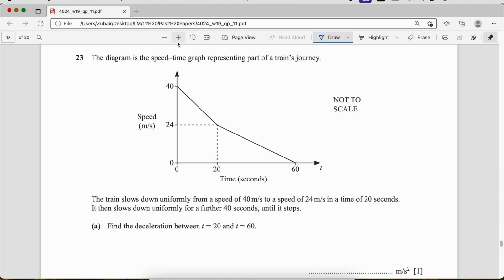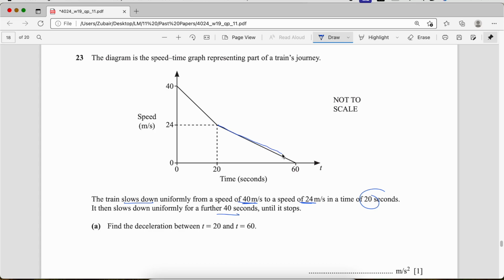Question 23, travel graphs or kinematics. The diagram is a speed time graph representing part of a train's journey. The train slows down uniformly from a speed of 40 meters per second to 24 in a time of 20 seconds. It then slows down uniformly for a further 40 seconds until it stops and reaches speed 0. Find the deceleration between t equals 20 and t equals 60.